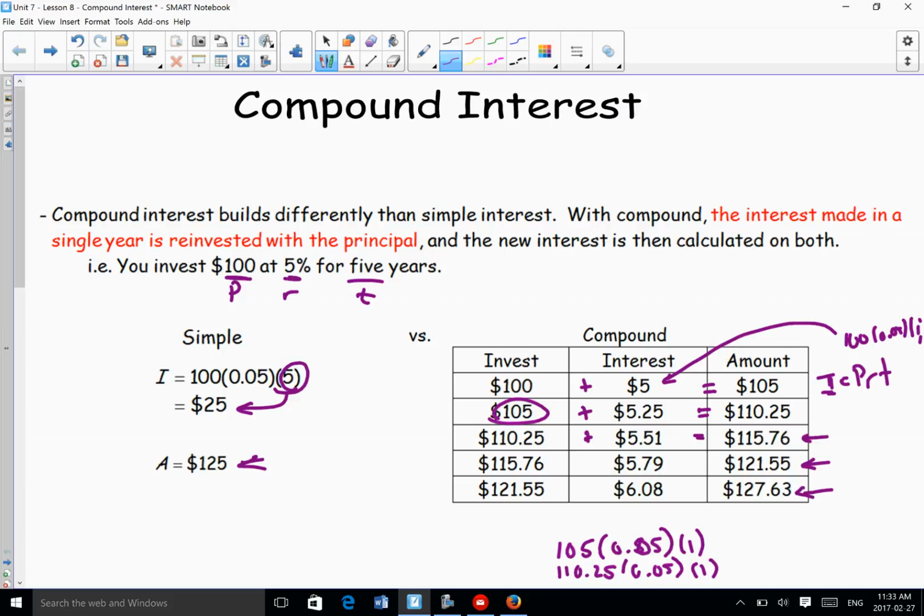$127.63. Now you're probably saying, well, that's not a huge difference from 125, but we didn't do anything differently. It was 5%, it was 5 years. The only thing that changed was how often we made our calculations. The bank did this for us. We're not doing any work. We ended up with $2.63 extra by doing a few more calculations. And the longer we leave it, the faster this is going to grow.